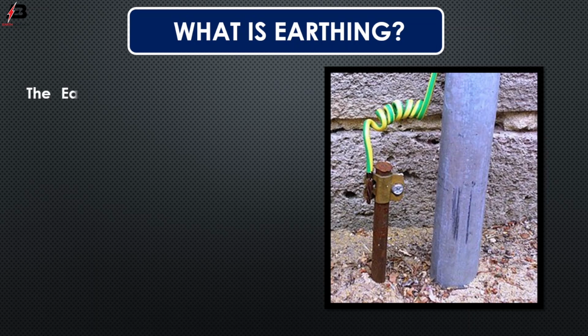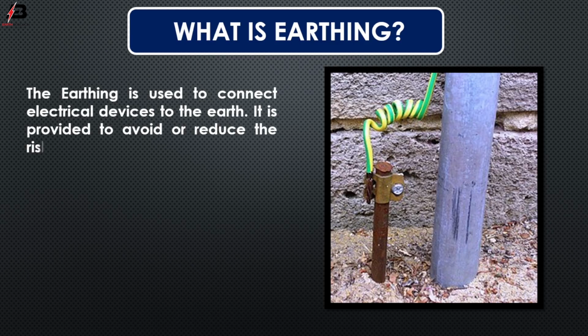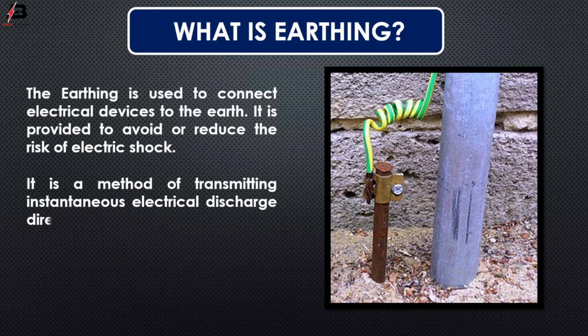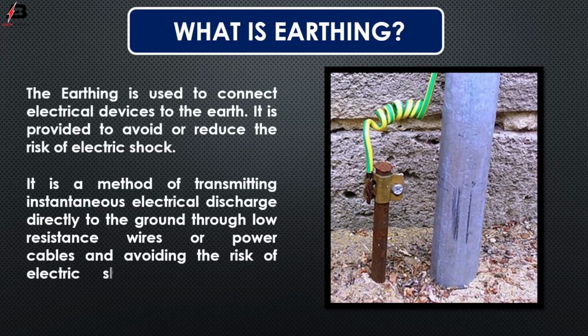So viewers, let's start. What is earthing? The earthing is used to connect the electrical device to the earth. It is provided to avoid or reduce the risk of electric shock. It is a method of transmitting instantaneous electrical discharge directly to the ground through low resistance wire or power cable and avoiding the risk of electric shock due to the discharge of current.